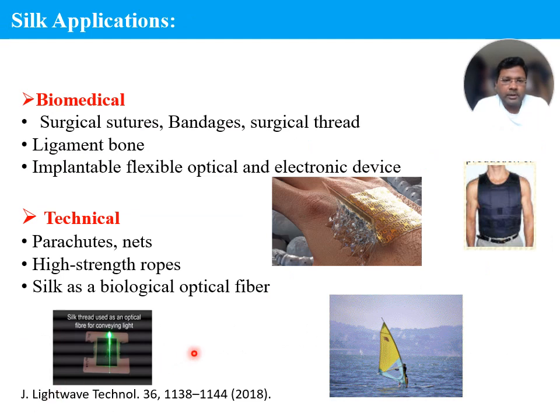If we can produce spider silk at large scale, there are many interesting applications of spider silks in the field of biomedical and technical. Silks can be used to make surgical sutures, bandages, surgical threads. It can be used in implantable, flexible, optical, electronic devices, and spider silks can be used for making bulletproof jackets, parachutes, nets, high-strength ropes, and silk. Recently, researchers have shown that spider silk can act as an optical fiber, used to transmit light.